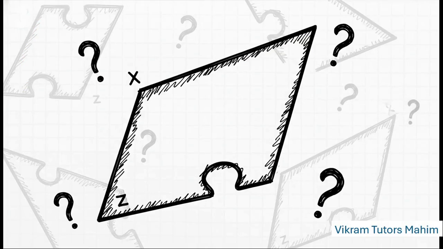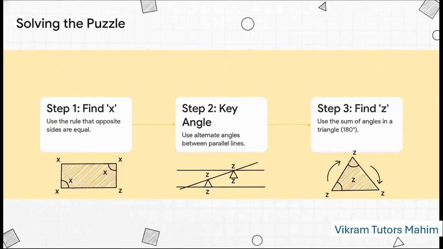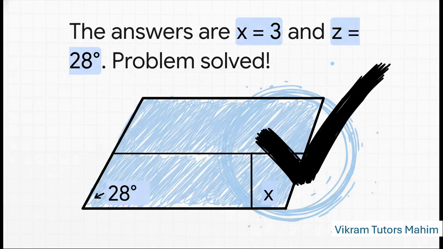So why does any of this matter? Well, let's use these rules to solve a little puzzle. Here's our challenge. We need to find the missing values in this parallelogram. By just applying our rules, step by step, we can totally crack this thing. See, just knowing the properties of a parallelogram gives us all the clues we need to solve it.